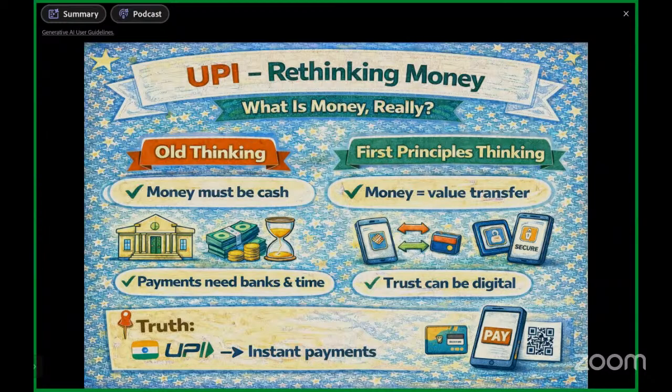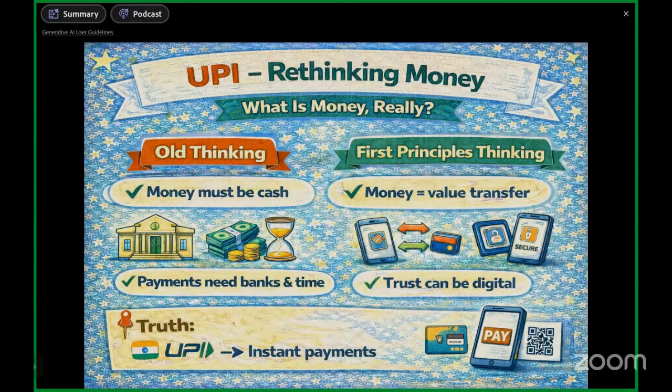Why can't it be digital? Why should payment take a lot of time? Why can't it transfer immediately? They understood money is just value transfer. It doesn't need to be physical. It can just be value transferring from one place to another. And they also asked the most fundamental question of what is money?